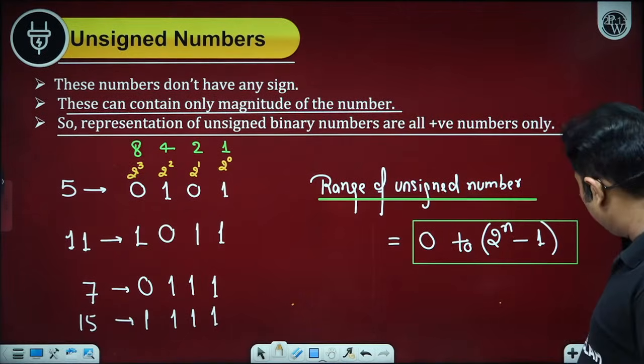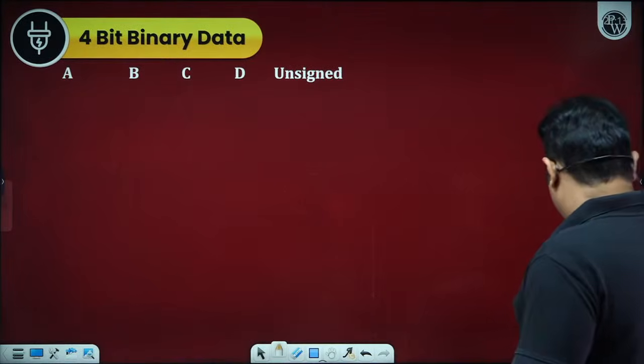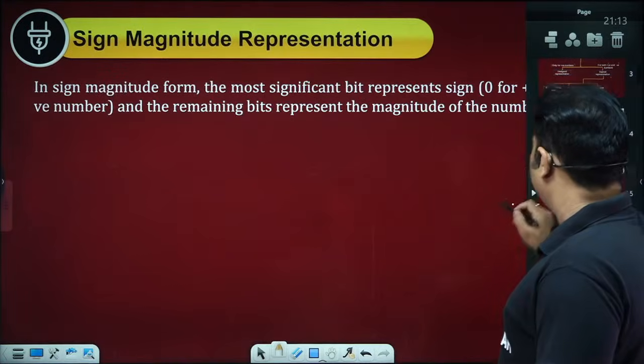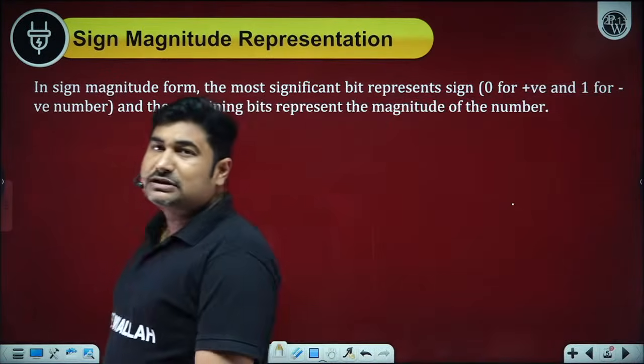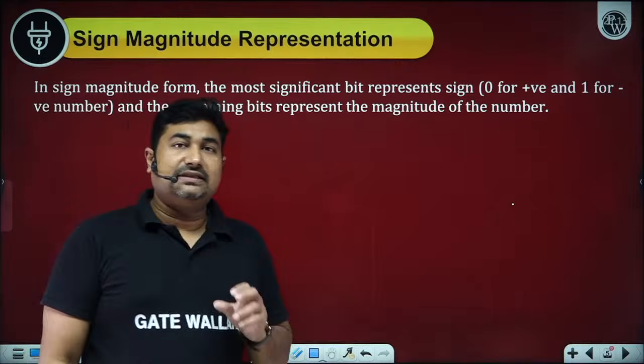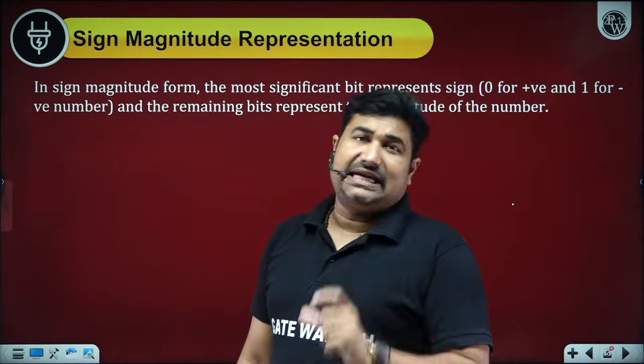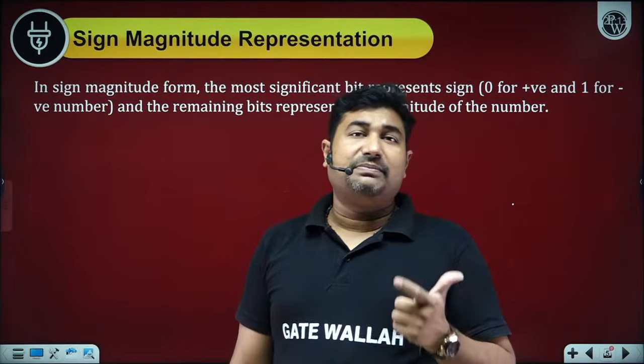Great. Now please observe. Let's have a discussion on sign magnitude representation. In sign magnitude representation, the most significant bit is used to represent the sign bit and the rest of the bits represent the magnitude.